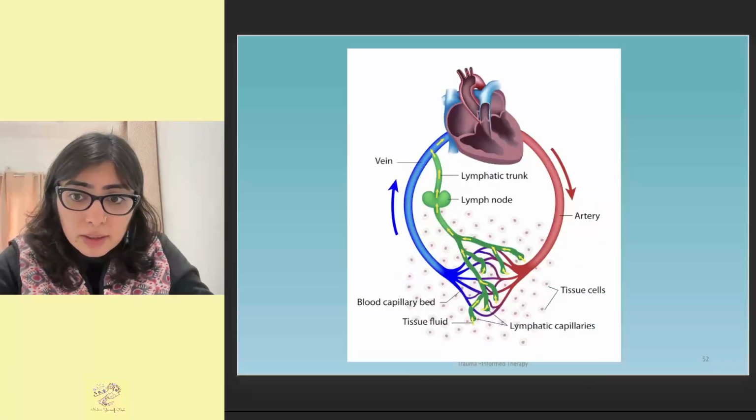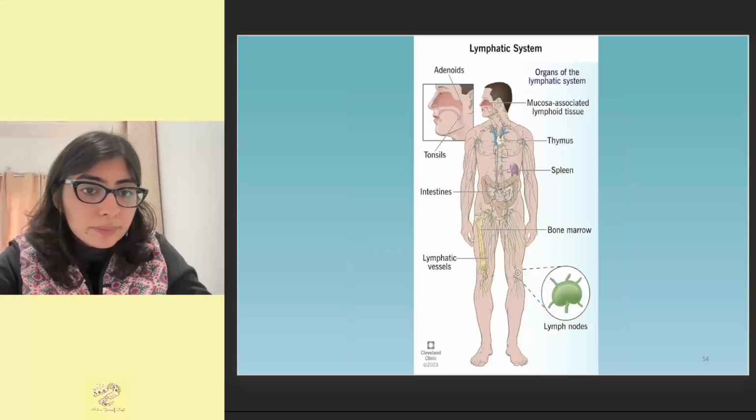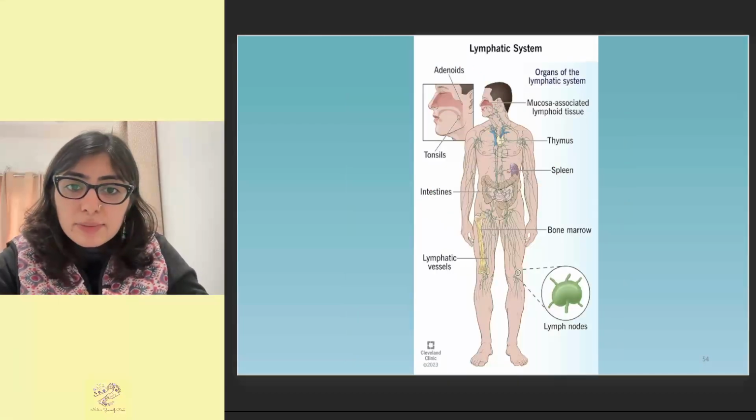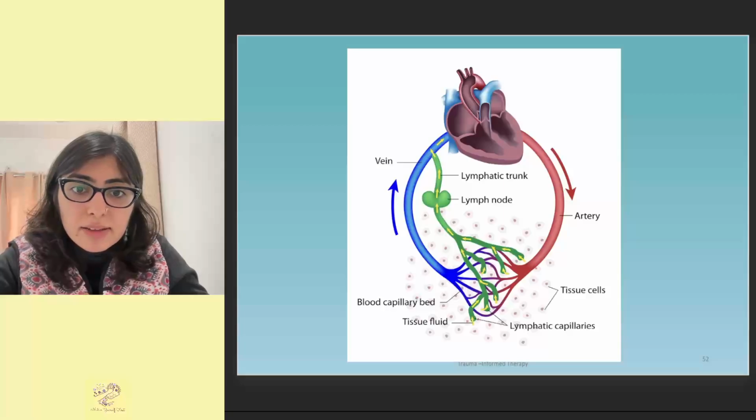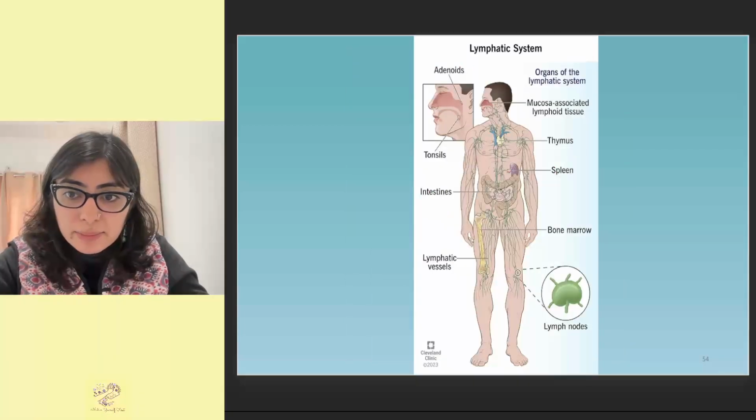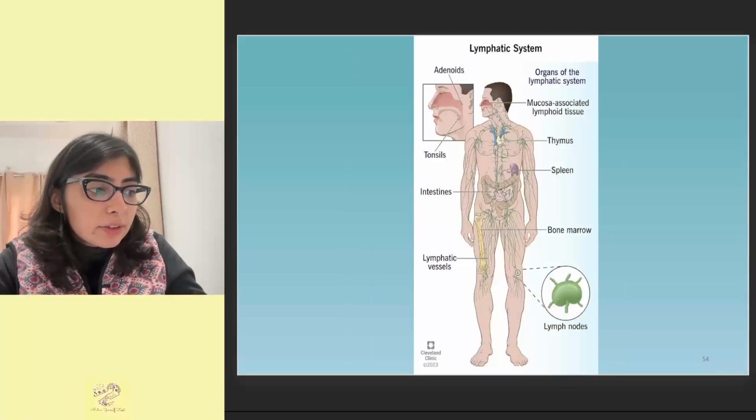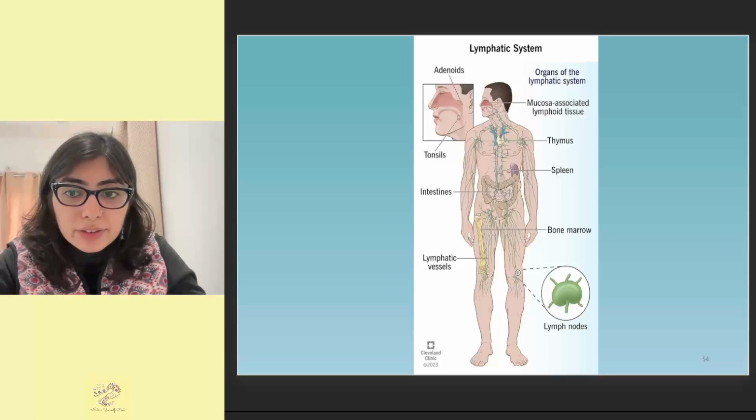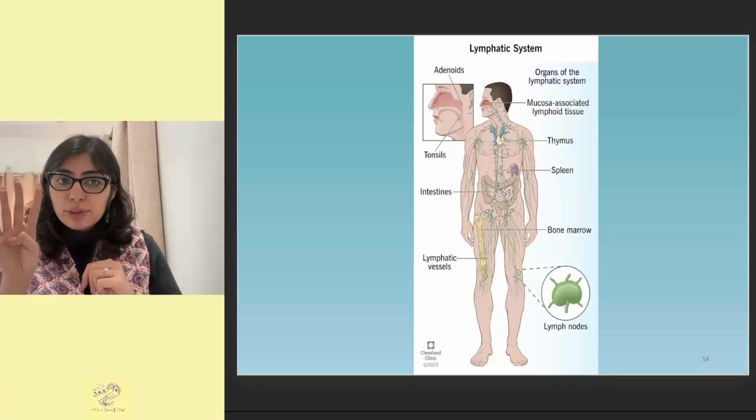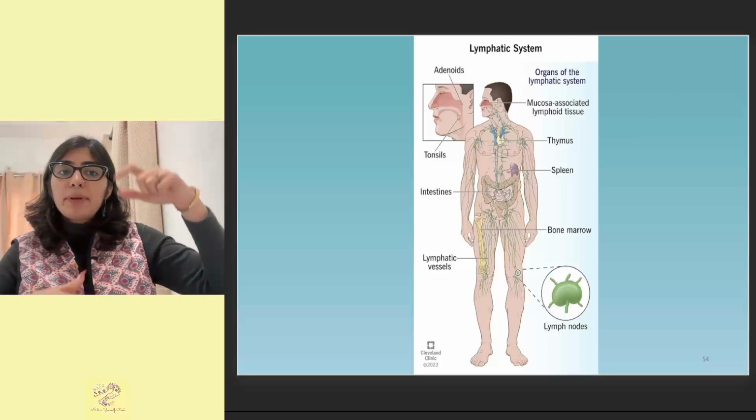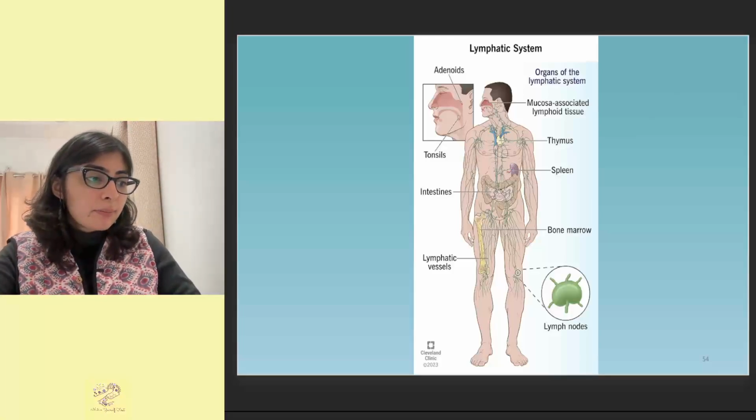Anything inside this green pipe is lymph. Then come lymphatic vessels. These green pipes are named lymphatic vessels. Lymph nodes are the ball-like structures accumulated throughout the body, majorly in four areas: neck, armpit, abdomen, and groin area.